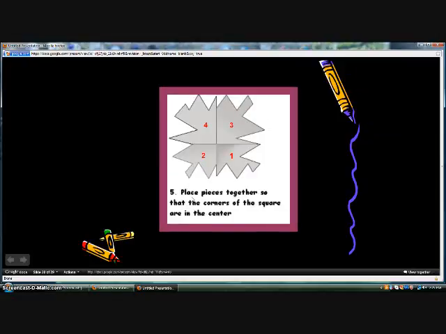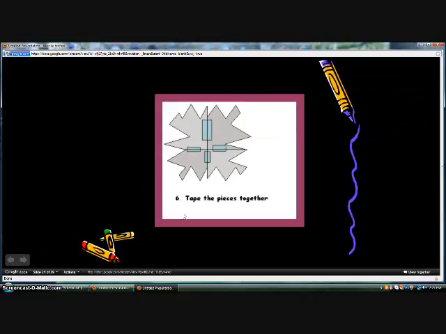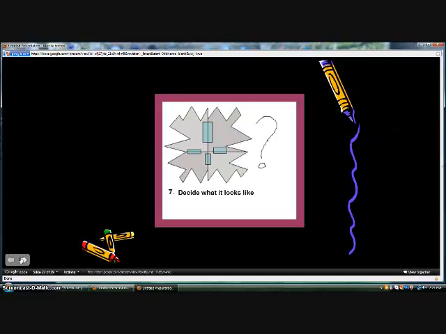Now they need to place the pieces together so that the corners of the squares are in the center. So you can see here I have an example on the board. They must line up their numbers the same way my numbers are lined up, and then put the corners together in the center. Now they will be taping their pieces together using tape, and then they will also decide what they believe their shape looks like.